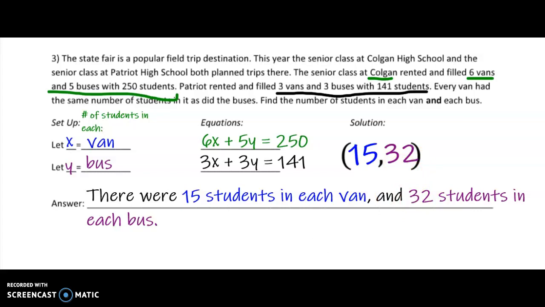This is all we're going to do for this video. On the 3rd video, we will finish the notes for solving word problems.